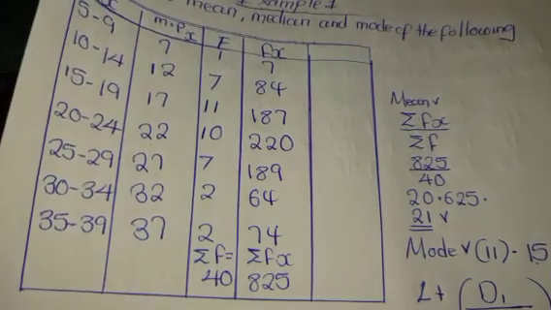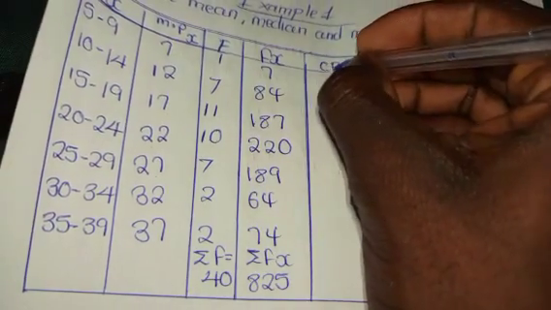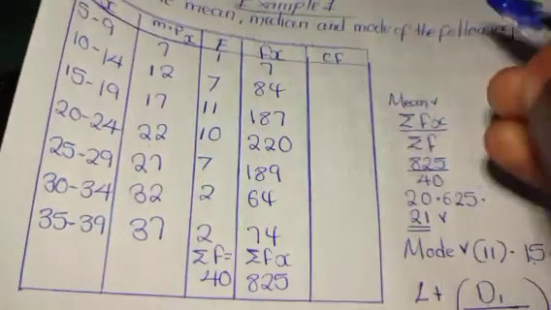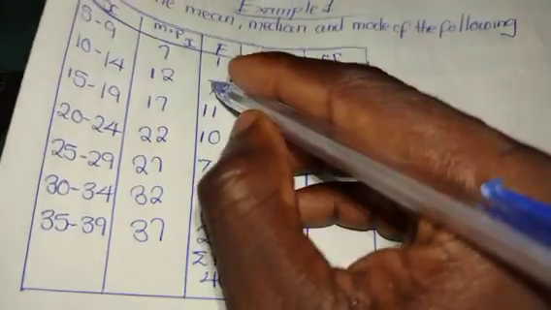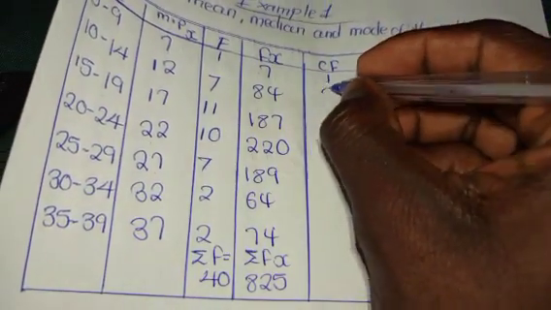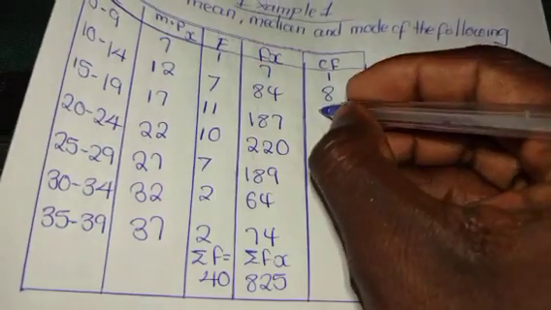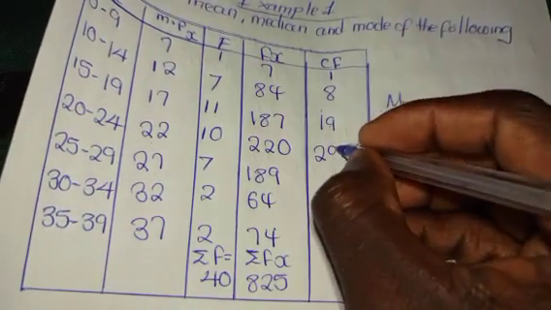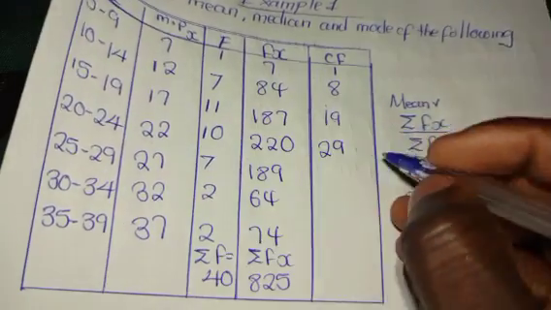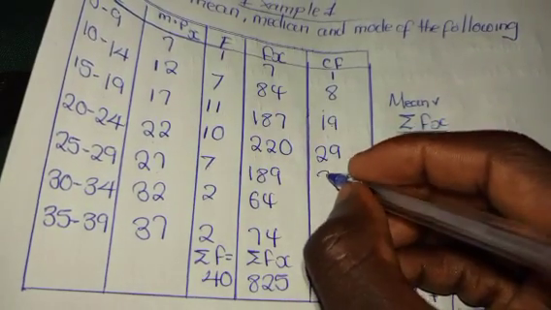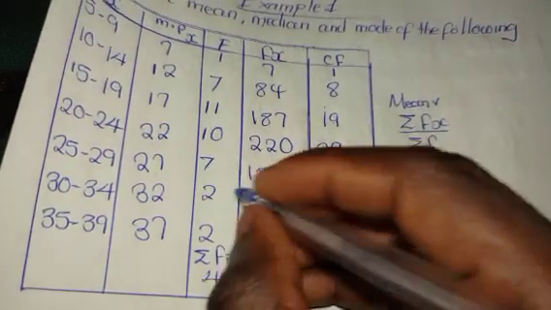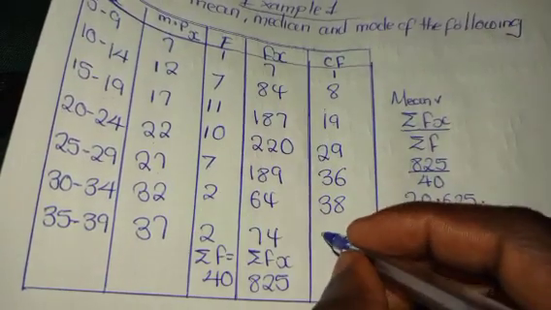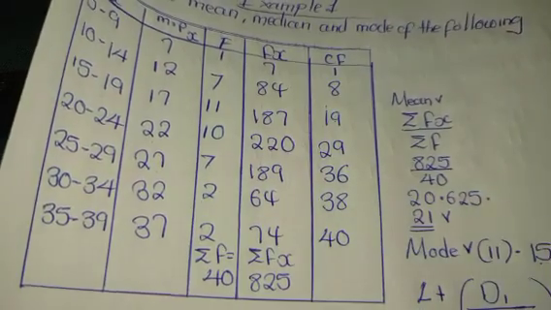So what we do here is this. Let us add another column, which is the cumulative frequency. So the cumulative frequency here will remain 1. 1 plus 7, that is 8. 8 plus 11, that is 19. 19 plus 10, that is 29. 29 plus 7, that is equivalent to 36. 36 plus 2, that is equivalent to 38. 38 plus 2 is equal to 40.